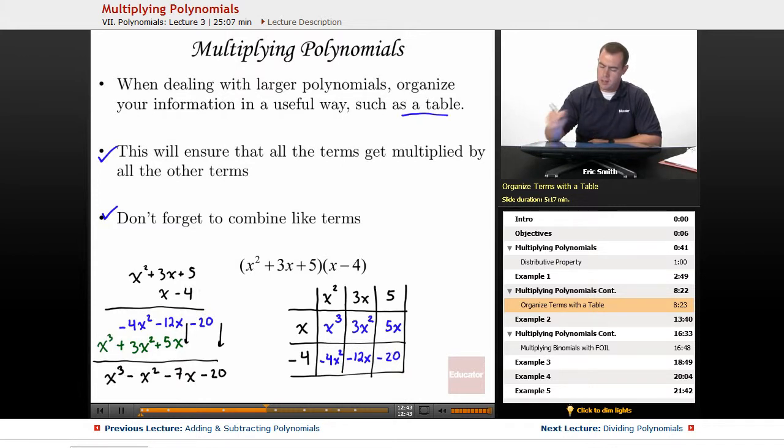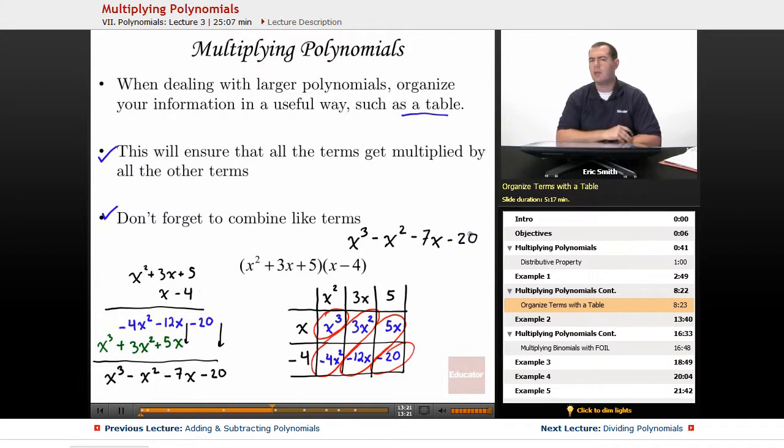Now we need to go through and start combining our like terms. So looking at my x cubed, that's my only x cubed, so I'll just write it all by itself. Then I have a couple of x squareds, so I'll write both of those and combine them together. Minus 4x squared and a 3x squared, minus x squared. Then here I have a minus 12x and a 5x, minus 7x. And of course the last one, minus 20.